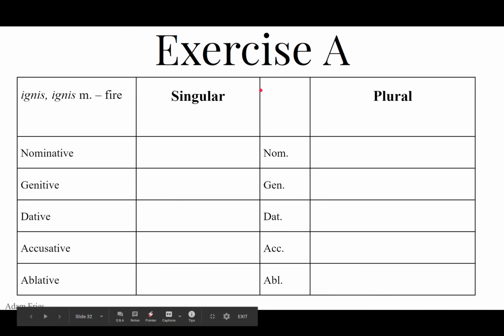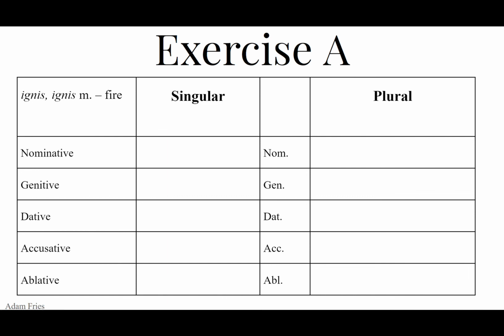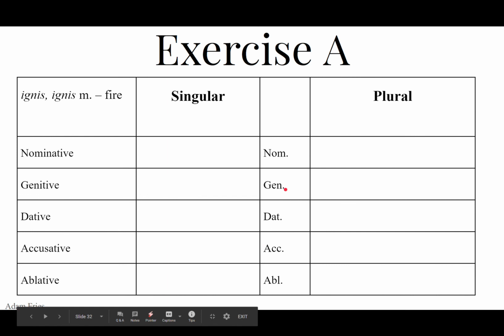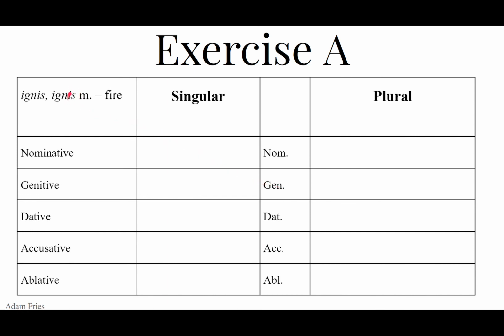Ignis, ignis, masculine, fire. The nominative is ignis, the genitive is ignis. The stem, when you chop off the IS, you get IGN. You can write IGN in the rest of the blanks. It is a third declension. You can tell by the IS, and it's a third declension masculine.